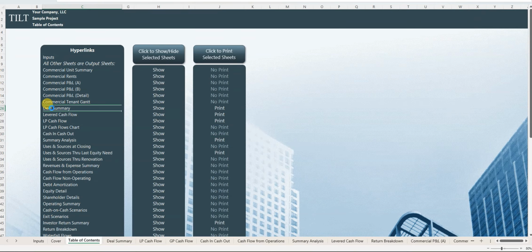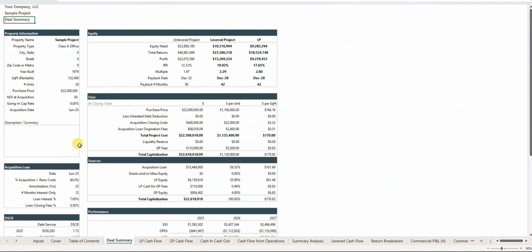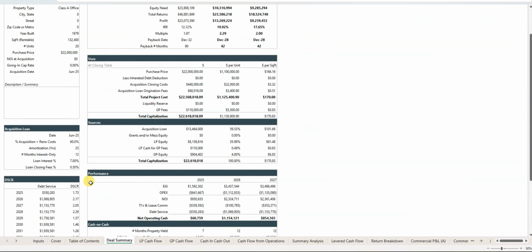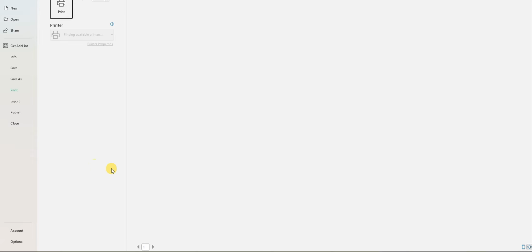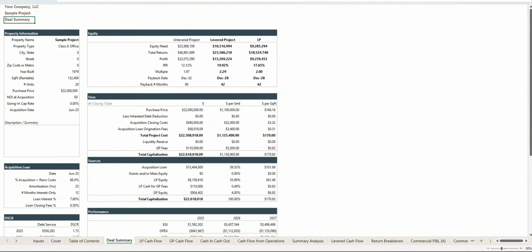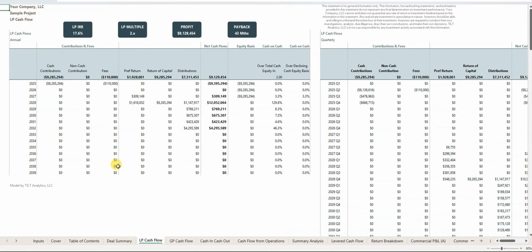So heading over to my deal summary, here I am. You see there's a good overall summary of the project. All the sheets in the model are already set up for printing. The model also understands that you have different audiences and that the potential investors are a bit more focused on certain things than, say, the bank is.